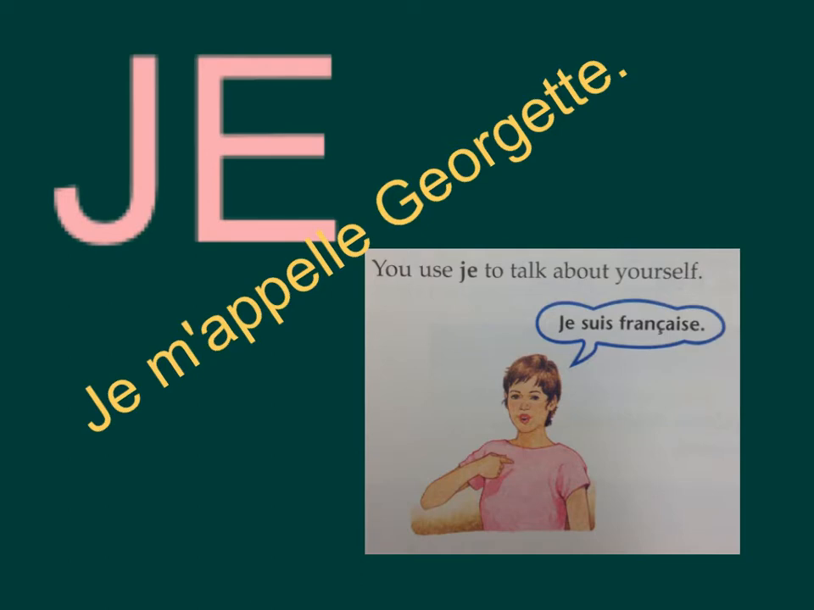So the first subject pronoun that you're going to be learning is je. Je. Okay, and you've seen this before in je m'appelle. My name is je m'appelle Georgette. Now, what this literally means, we've talked about this before, is I call myself. Okay, so anytime you're referring to yourself, you're going to use je, meaning I.